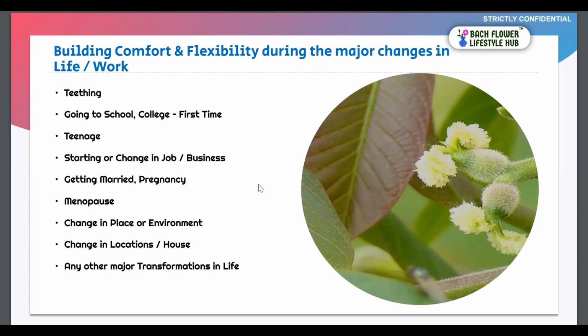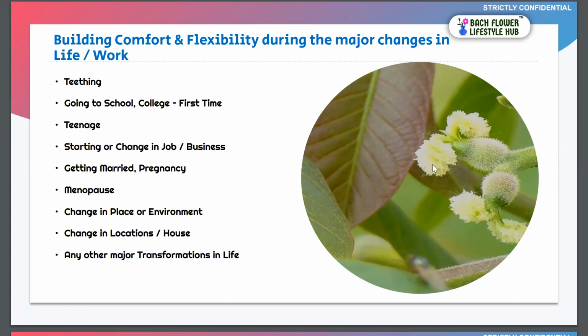Another change is a change of place or environment. When we change something, especially the place, the house and location, we take time to adjust, and during this adjustment we can make ourselves comfortable using these remedies while dealing with new challenges, new life, and a new environment which we face due to some uncertain reasons. For any other major transformations in our life, we can also use the Bach remedies, which will help us carry certain positive things.